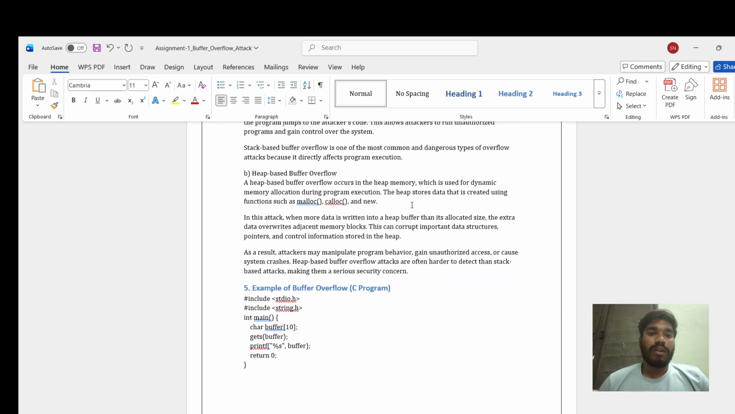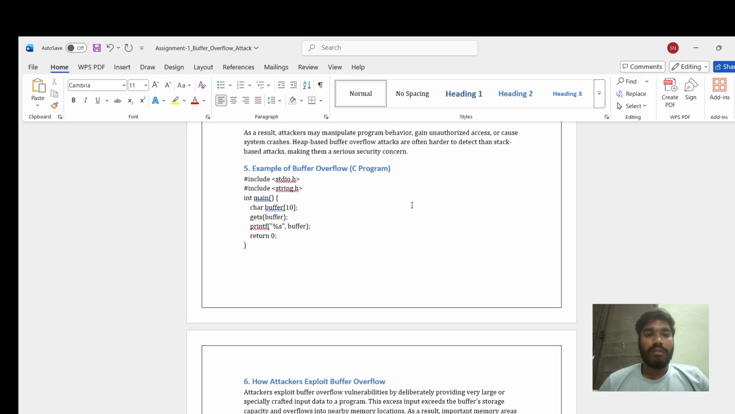Heap-based buffer overflow. A heap-based buffer overflow occurs in heap memory, which is used for dynamic memory allocation during program execution. The heap stores data that is created using functions such as malloc, calloc, and new. In this attack, when more data is written into a heap buffer than its allocated size, the extra data overwrites the adjacent memory blocks. This can corrupt important data structures, pointers, and control information stored in the heap.